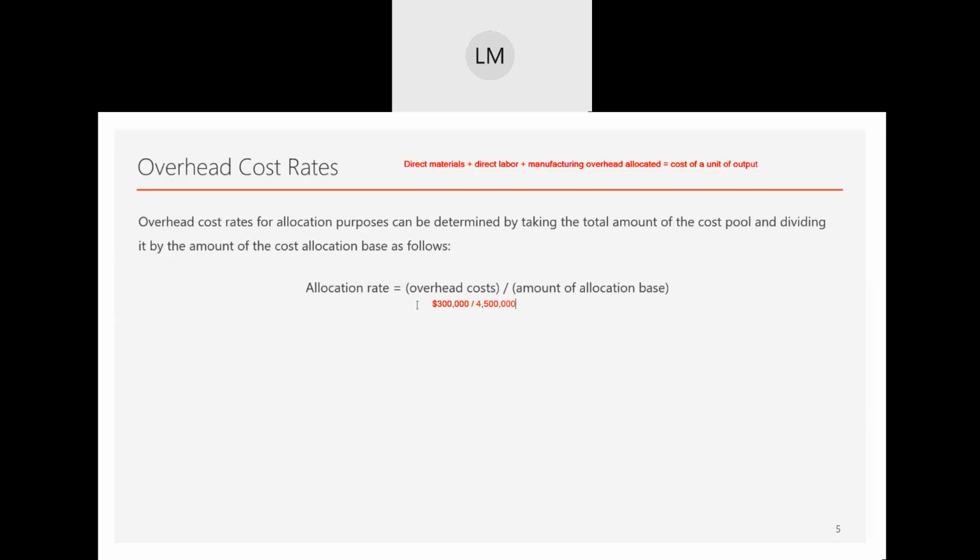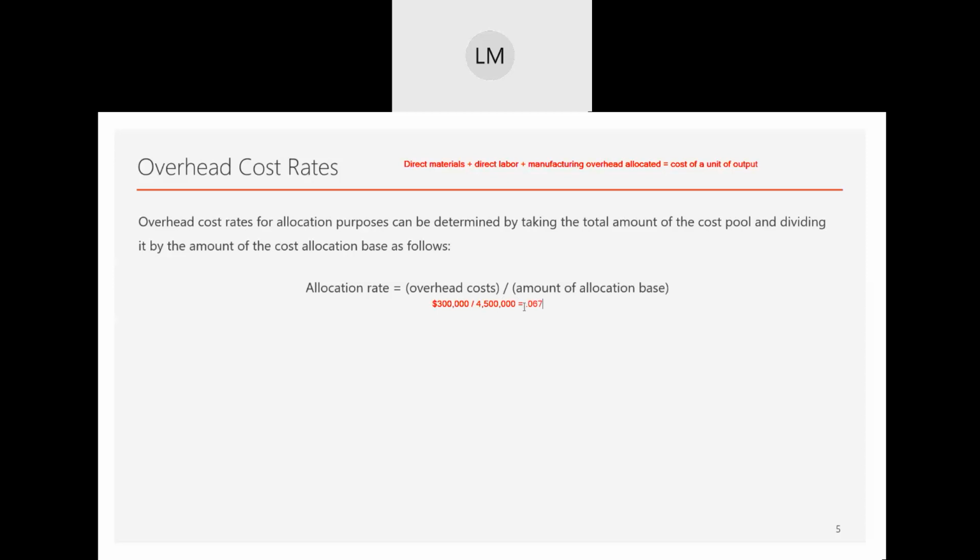So if I have an overhead allocation rate, what is my allocation rate? Well, my allocation rate is going to be 300,000, my expected overhead indirect cost for next year, spread out by 4,500,000 machine hours. And I have 0.66667. So I'm just going to round that to 0.067.